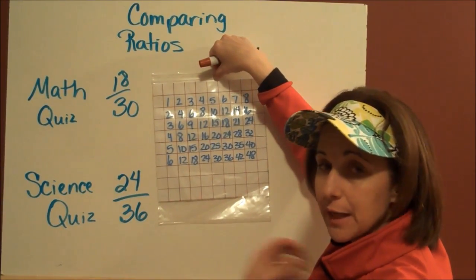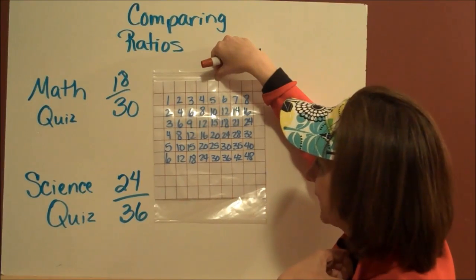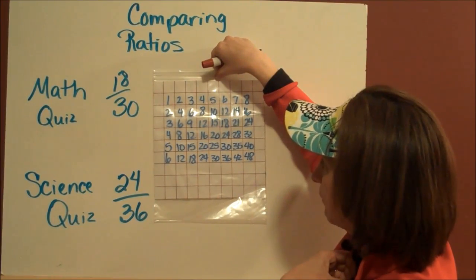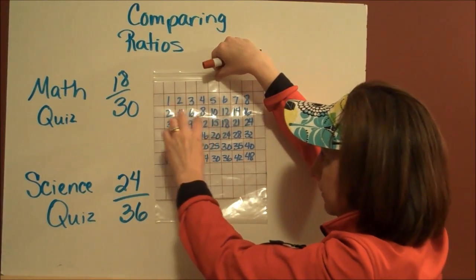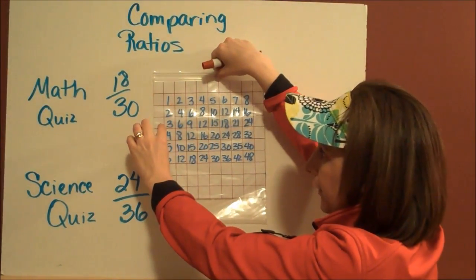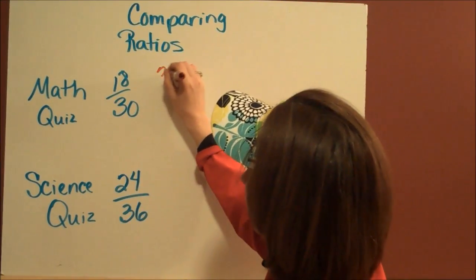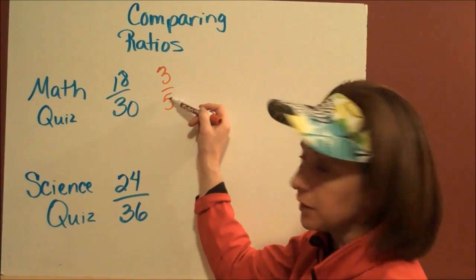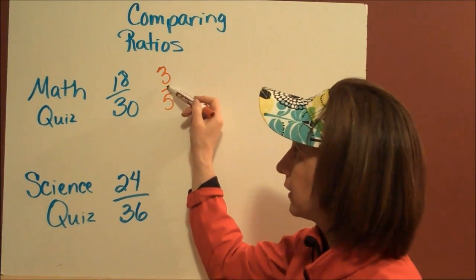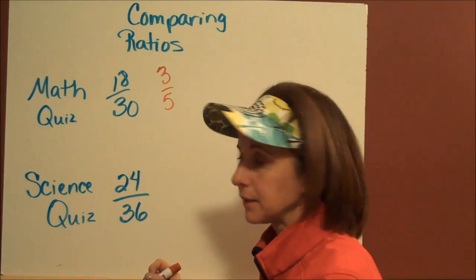Hopefully you're seeing that this has a lot of uses. And let's find 18 and 30 in the same row. And if you see here, this is 18 and here's 30. And if I slide my fingers, my simplified ratio is 3/5. So for every 5 questions that were on this student's quiz, 3 of them were correct.